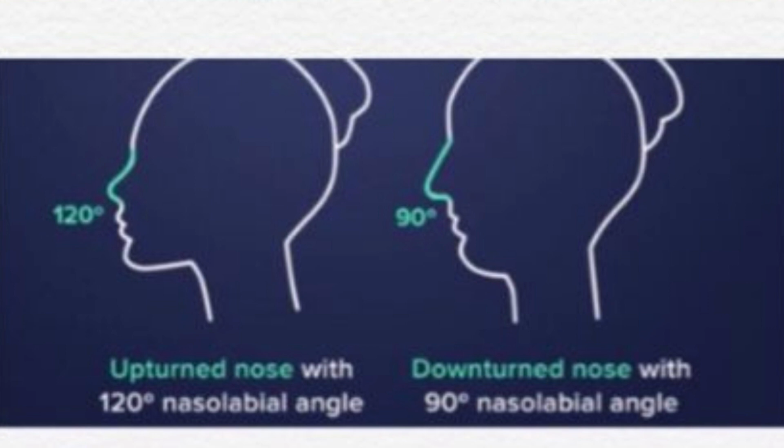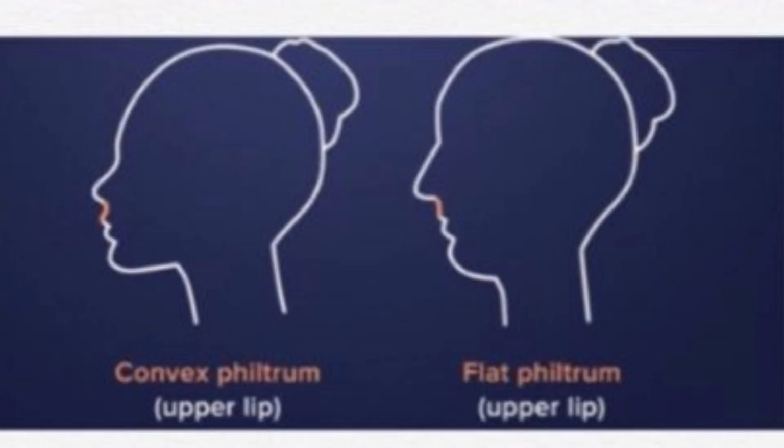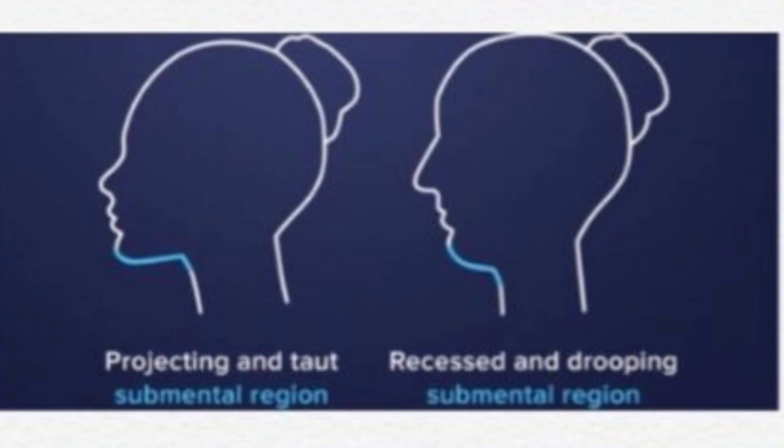You'll see that the 90-degree one is actually more realistic, and what everyone has, that's the regular shape of a nose. But whenever anyone goes for plastic surgery, they have this slight upturned nose, and that's a very common feature to convert your face to an angel face. The next feature that you need to know is the convex versus the flat philtrum. That is your upper lip. In angel face, the pouty lips are what cause this. And the last feature is your projecting and taut submental region in angel face versus the recessed and drooping submental region in your witch face.